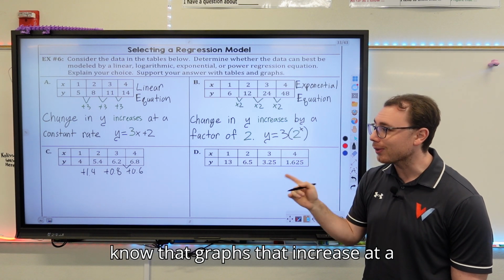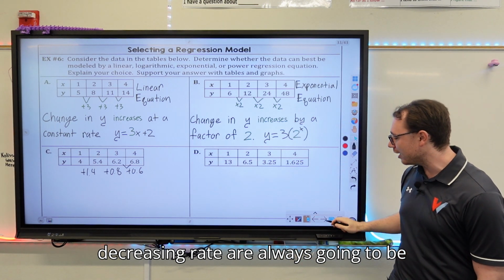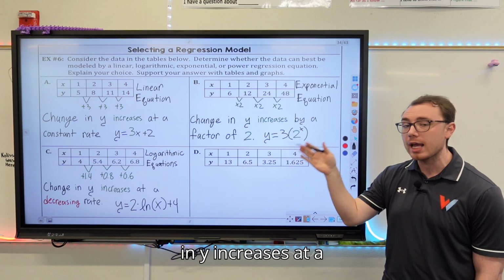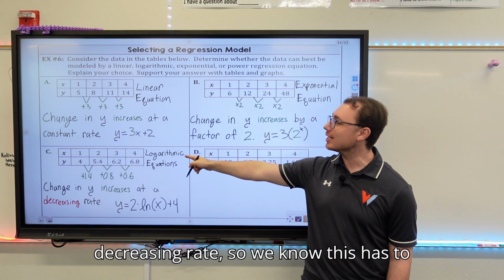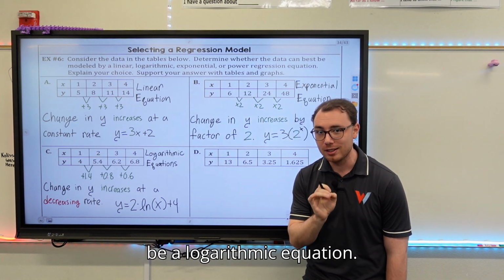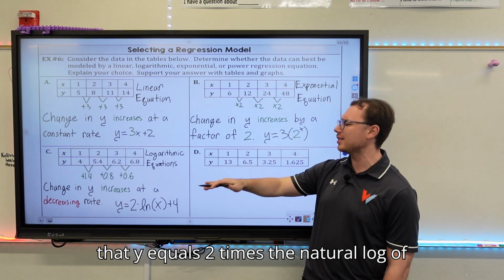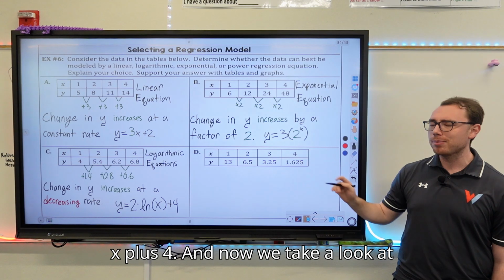And we know that graphs that increase at a decreasing rate are always going to be logarithmic equations. The change in y increases at a decreasing rate. So we know this has to be a logarithmic equation. Really, all we're trying to say here is that y equals 2 times the natural log of x plus 4. And now we take a look at part D.